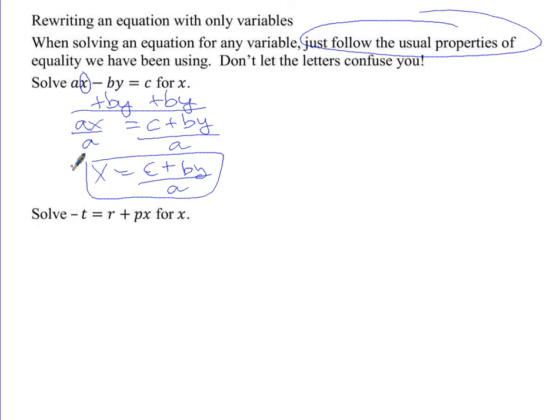All right, go ahead and try the second one. The equation here is this guy. Negative t equals r plus px, and we want to solve that one for x. Go ahead.